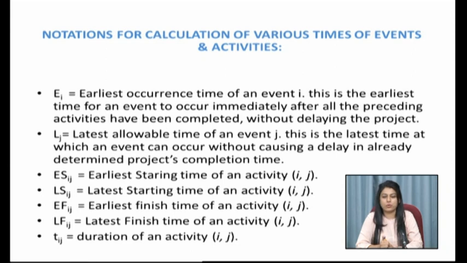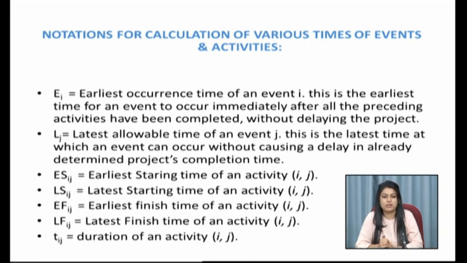We have four main notations which are EST, LST, EFT and LFT. The full form of EST, the first one, is the earliest start time. As you can see, EST is the earliest starting time of an activity IJ. LST is the latest starting time. EFT is the earliest finish time and LFT is the latest finish time. So for any activity, say A, we have four times which are earliest start time, latest start time, earliest finish time and latest finish time.